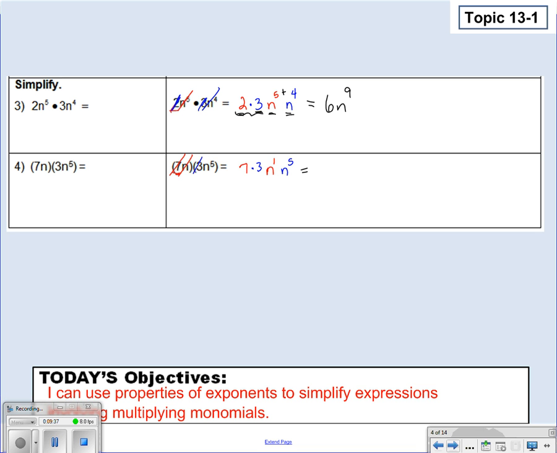So now let us multiply 7 times 3, that's 21. And then n, we have 1 plus 5 is 6. So our answer is 21 times n to the 6th power.